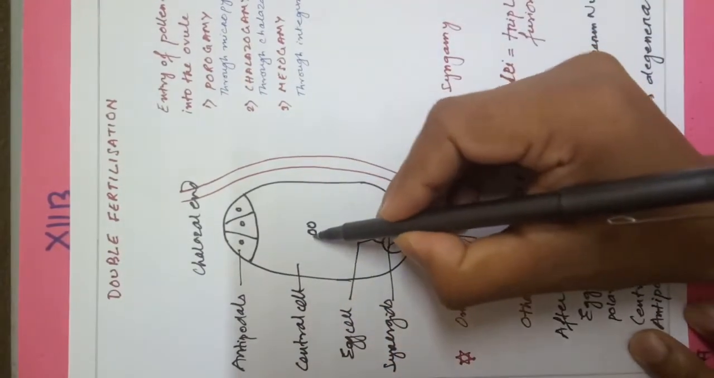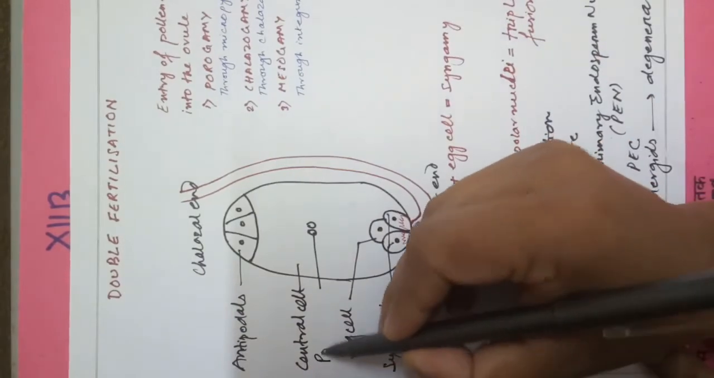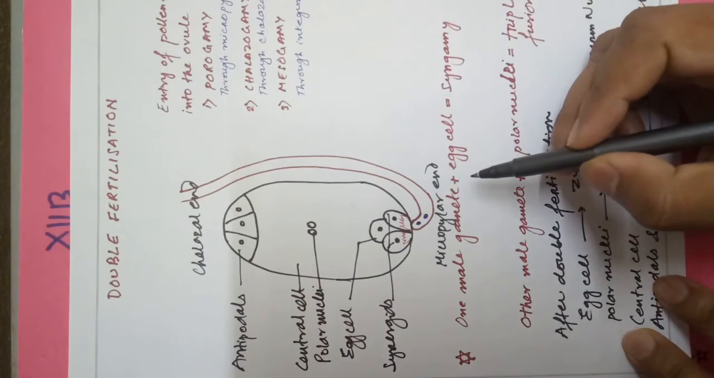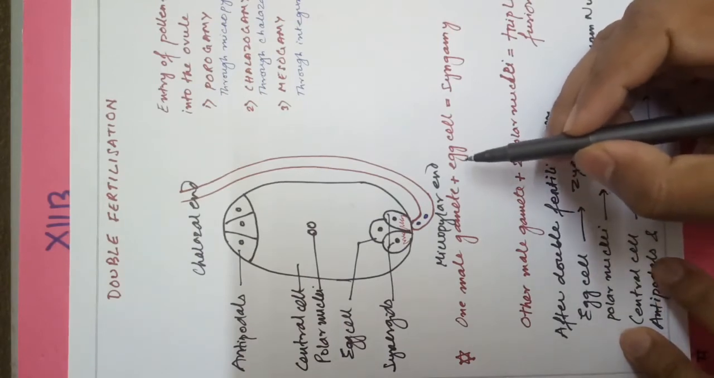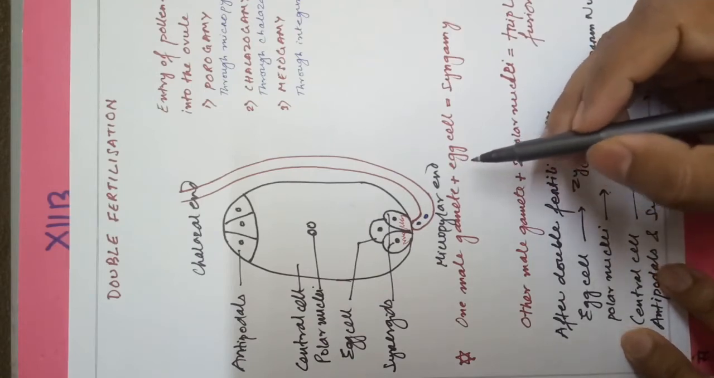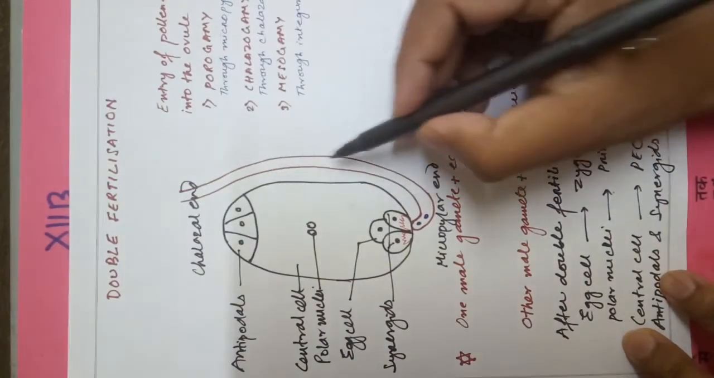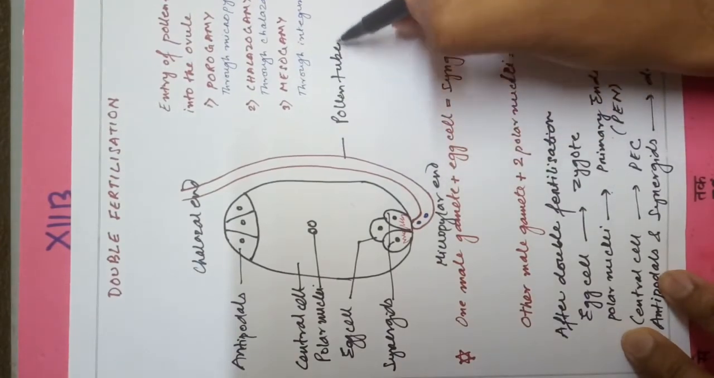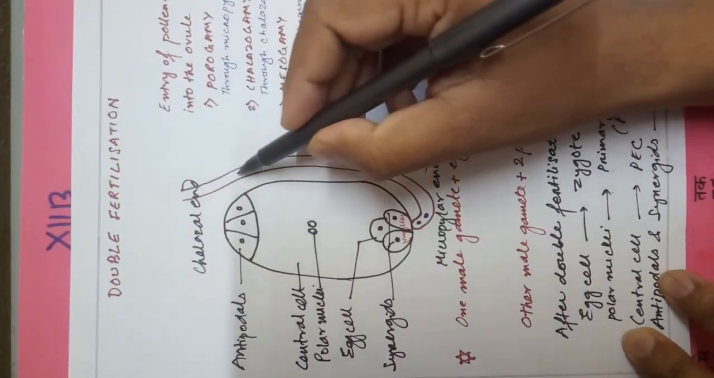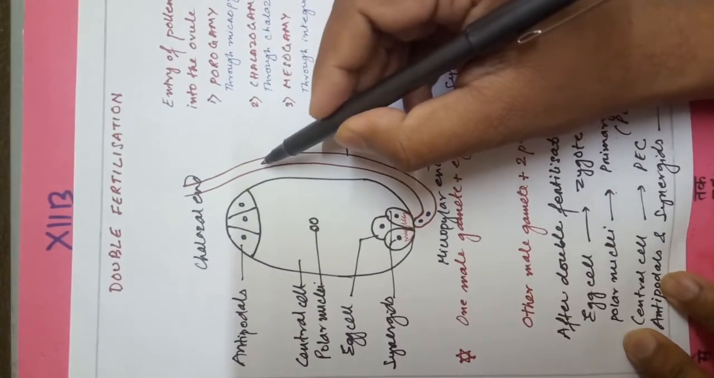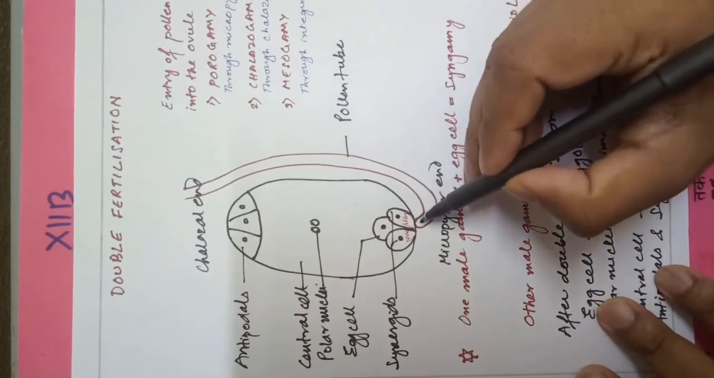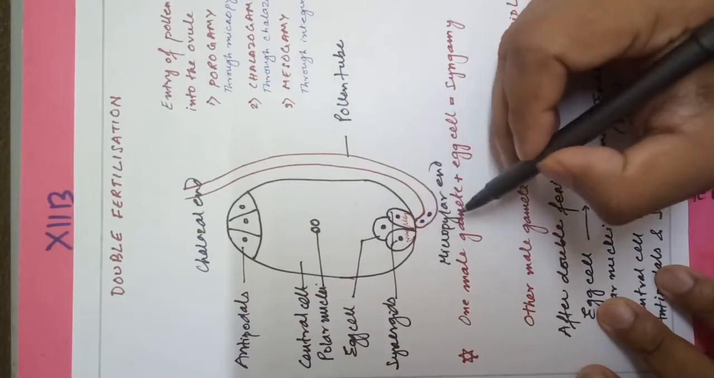Within the central cell, we have two nuclei, also called polar nuclei. I have talked about these details in the structure of the female gametophyte, or the embryo sac. Now students, this is a pollen tube coming. The pollen tube comes all through the tissues of the style and then the ovary, and it enters the ovule through the opening called the micropyle.